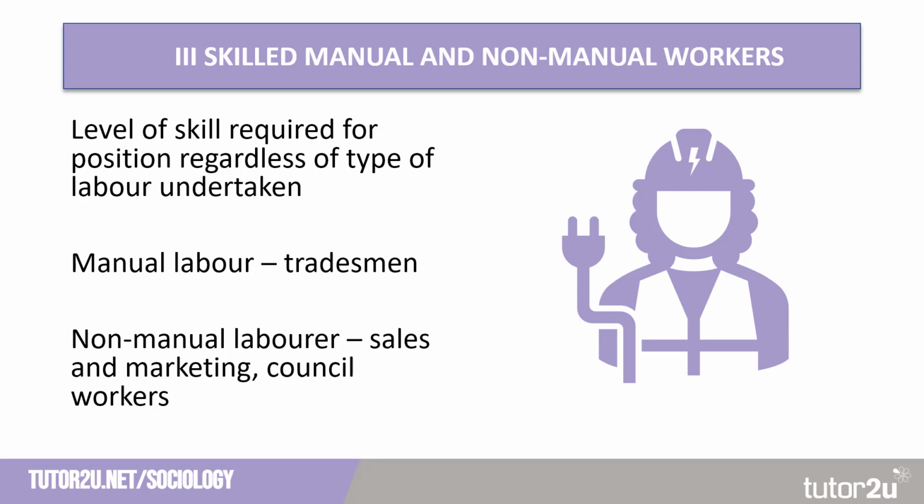The third level is skilled manual and non-manual workers, and this is reserved for occupations where a level of skill is required for the position, regardless of the type of labour that is undertaken. For manual labour, this may be tradesmen such as electricians, plumbers, carpenters, and other skilled tradespeople. For non-manual labour, this is usually sales and marketing staff, council workers, those working in administrative and secretarial roles.